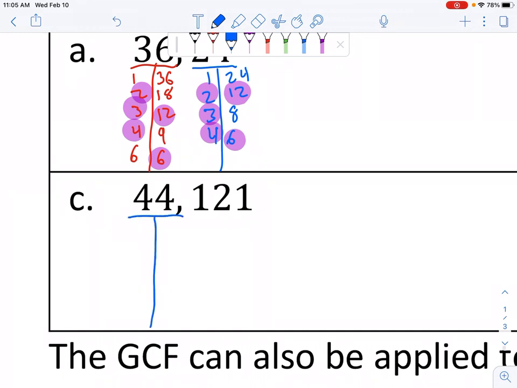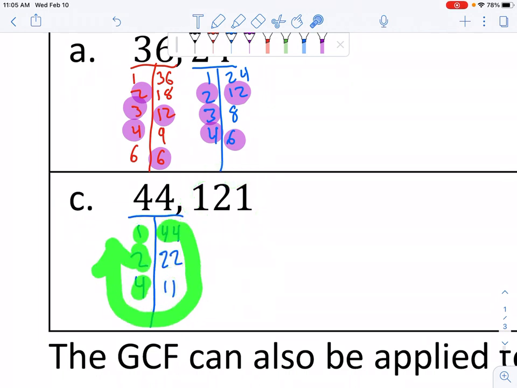And I'm going to list my common factors. 1 times 44, 2 times 22, 3 doesn't work, 4 times 11, and those are all of my factors. Now I'm going to use these factors, and I'm going to divide 121 by each one of these until I find the largest one that works. I start with my biggest and work my way toward my smallest.